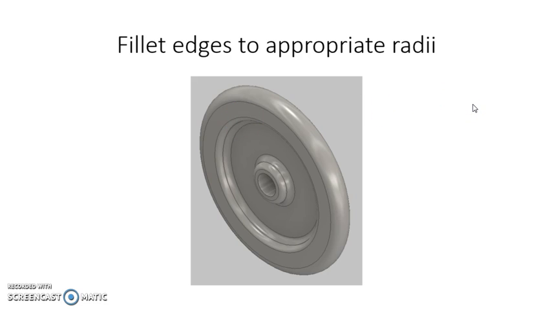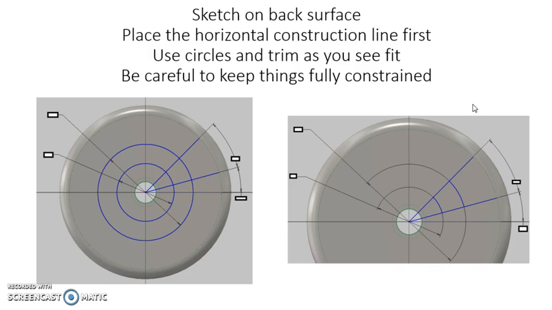The next step that I did is I flipped around to the back side and I created a sketch on the back side. On the back surface, first things first, we need to place a horizontal construction line, and I drew it from this point out to the edge. That way I didn't have to dimension the length and it was constrained.